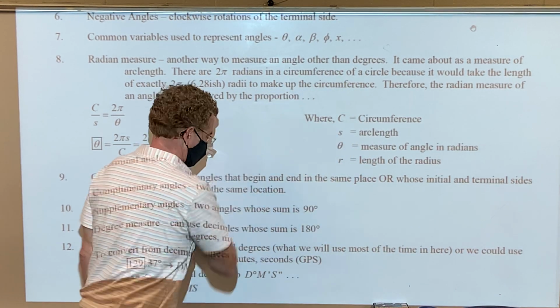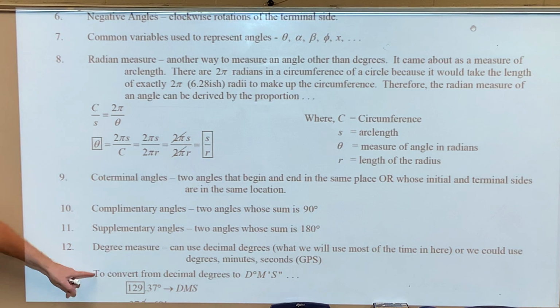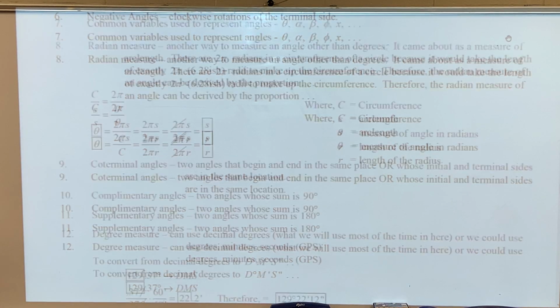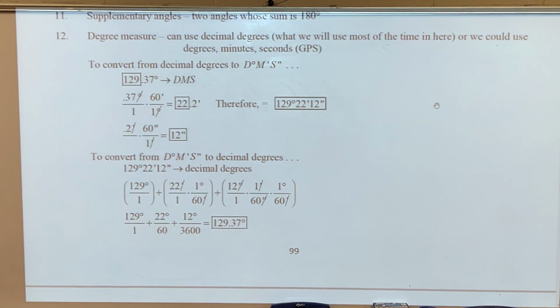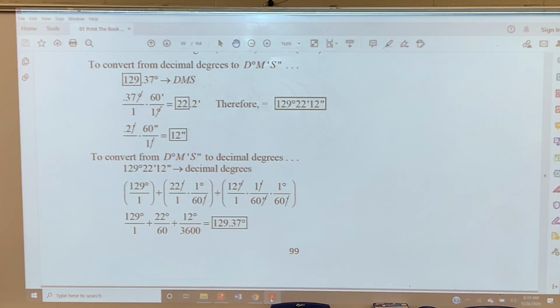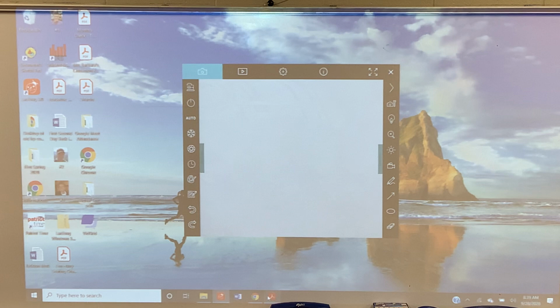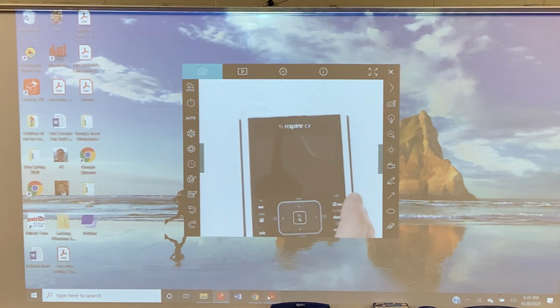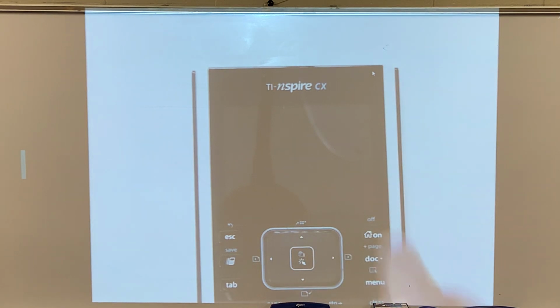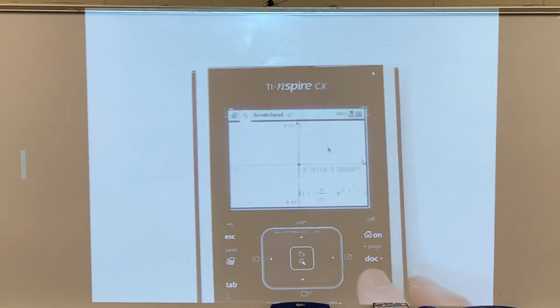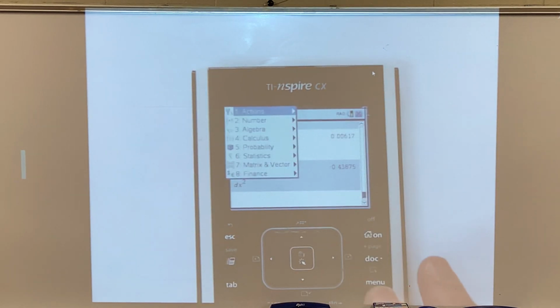All right? Anybody else on any of these? We can talk about the calculator in a second, but complementary, supplementary, all that. Okay, let's talk about conversions real quickly. So, if you take out your Inspire, and turn it on, and go to the calculate page.